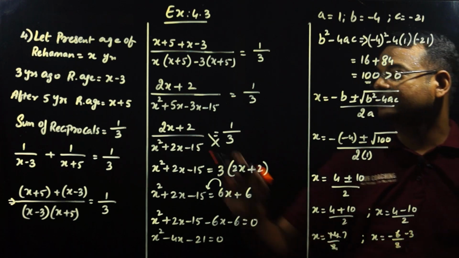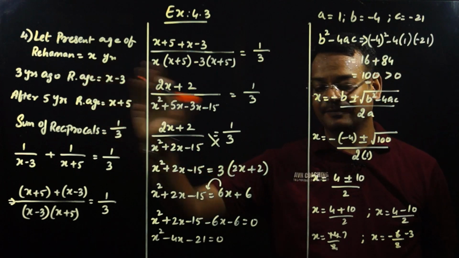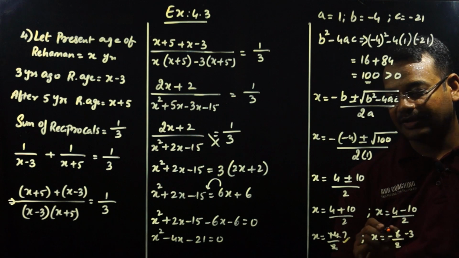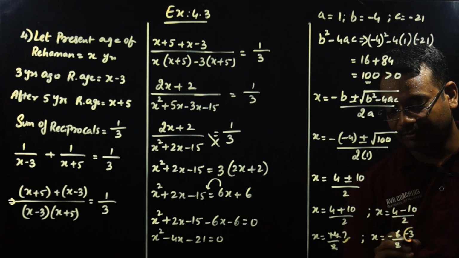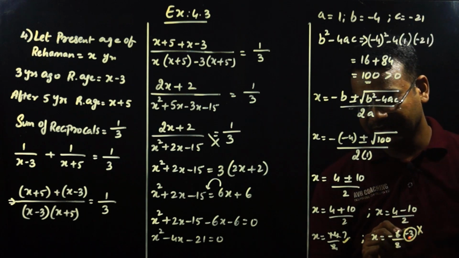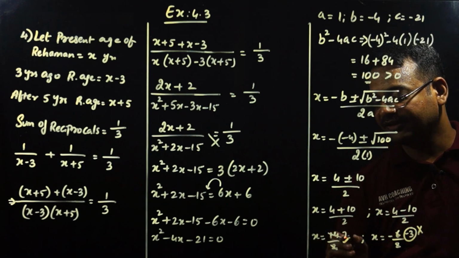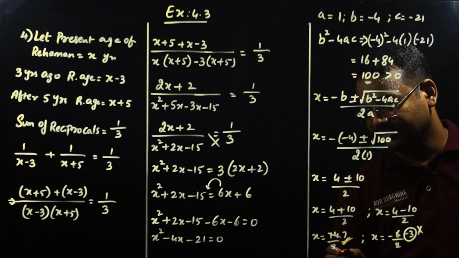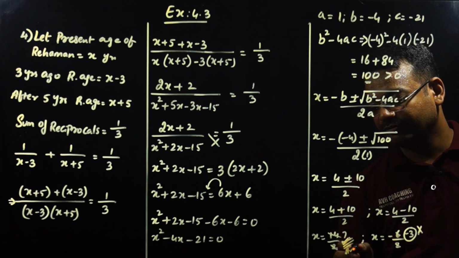Since we have taken the age of Rahman to be x, the value can only be 7, and you cannot have the number of years as a negative number. So we will discard minus 3 because years cannot exist with a negative sign. So Rahman's age is 7. Therefore Rahman's age is 7 years. This will be the answer.